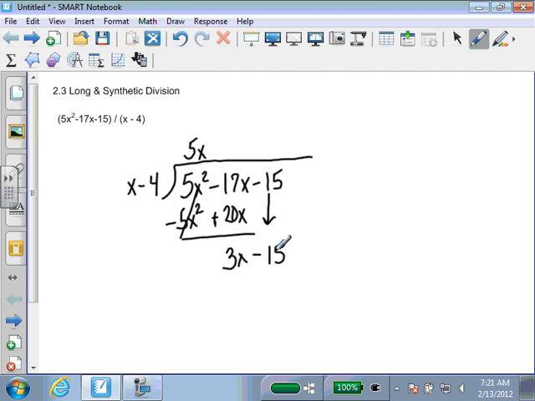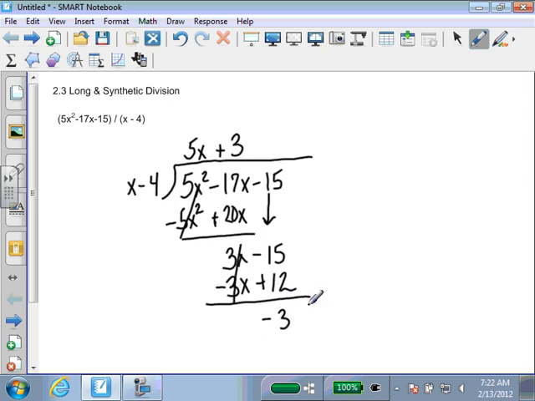And I start again. So what would I have to multiply x by to get 3x? I would have to multiply it by 3. So I multiply both terms by 3. So I get 3x minus 12. Then I subtract, which means the 3x becomes negative and the 12 becomes positive. Those cancel out. I get negative 3.